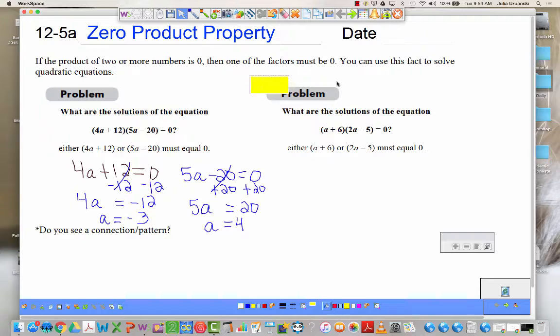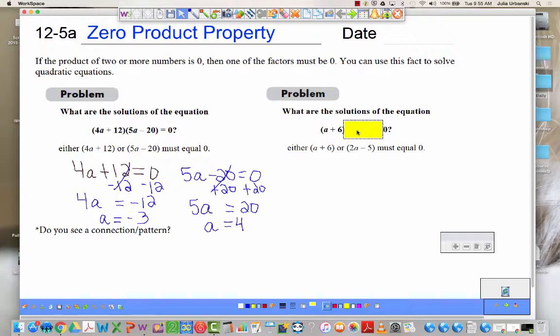You're not taking the square roots because there's really nothing squared there. You're just taking each separate part and solving each one individually. So now you have two answers. Your answers are negative 3 and positive 4. Look at the next one.